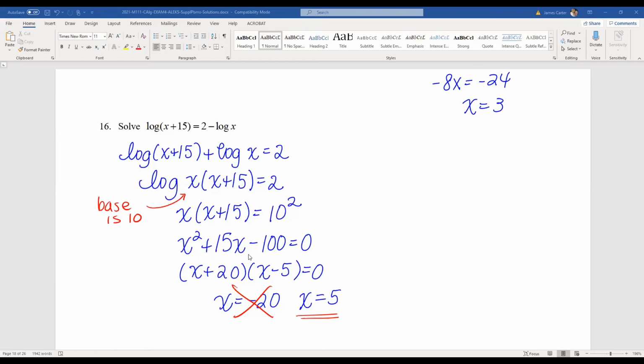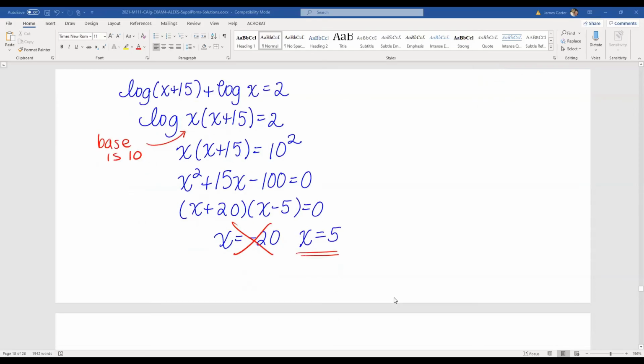I multiply this, take the 100 to the other side. It factors and you get negative 20 and positive 5. We have to check it. If we put negative 20 in here, it won't work. If we put negative 20 here, it won't work either. So we have to discard the answer negative 20. And the 5 does work both places, so we're good there.